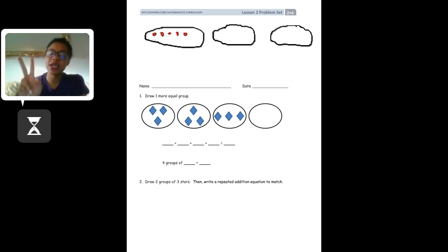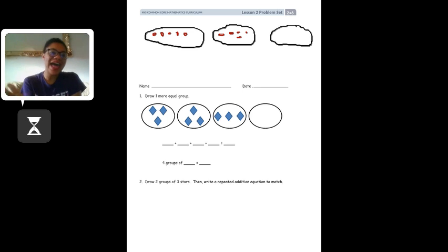Now let's go to our second group. My second group, how many stars? 5, because it said we're going to do 3 groups of 5 stars. So I'm going to put 1, 2, 3, 4, 5 in that group. Good job.